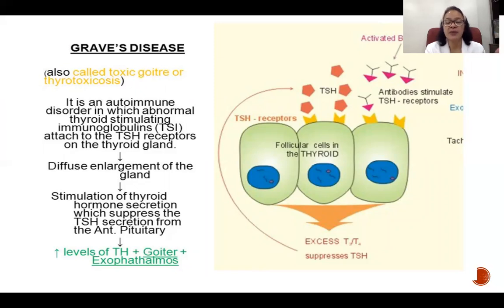This results in stimulated beta lymphocytes. So these immunoglobulins will bind to the thyroid stimulating hormone receptors here to mimic the action of your TSH, resulting in follicular cell growth, an increase in vascularity, and excessive synthesis and secretion of your thyroid hormone.